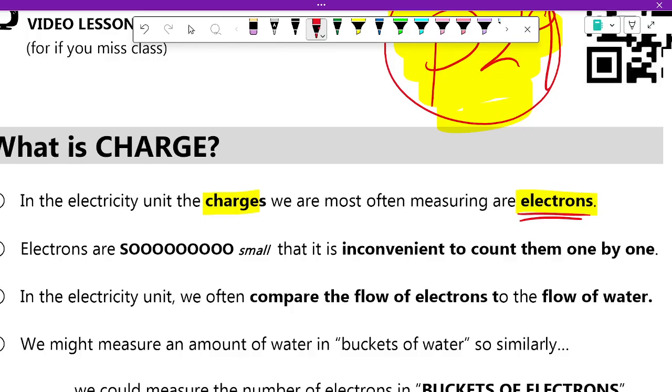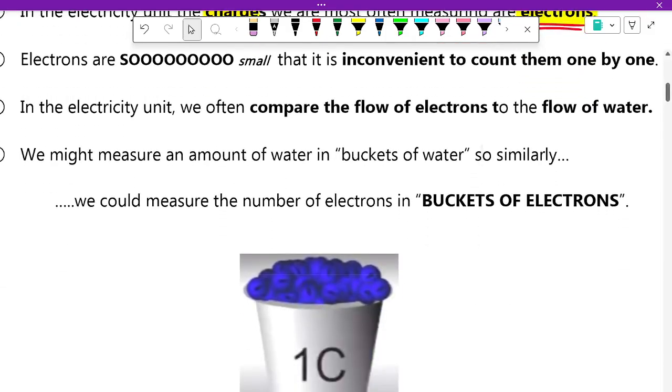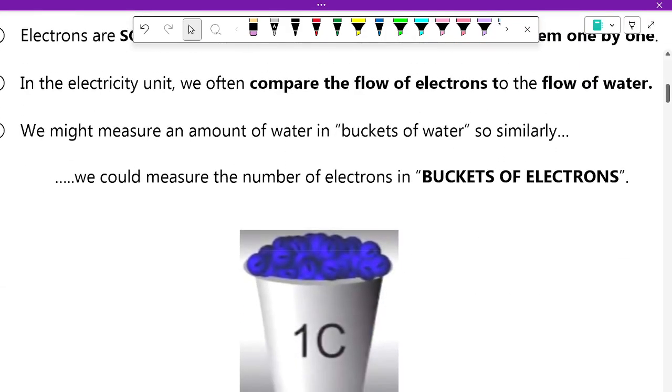And what do you guys know about the size of electrons? They're so small. So small, we cannot count them one by one. You would be here from now till the end of time, counting electrons one at a time. So what we will often do in electricity is grab almost like what we're going to call a bucket of electrons.